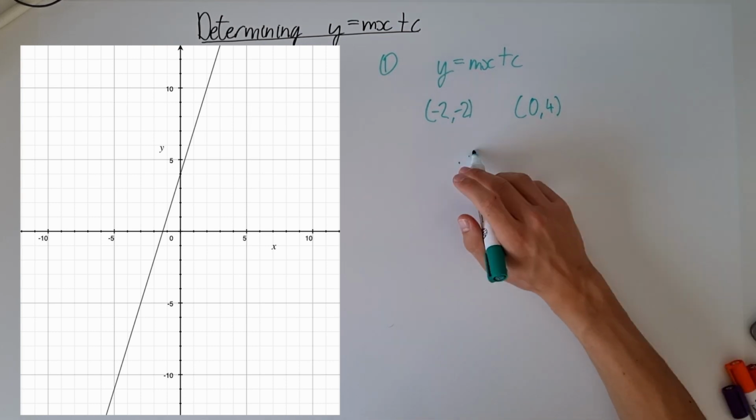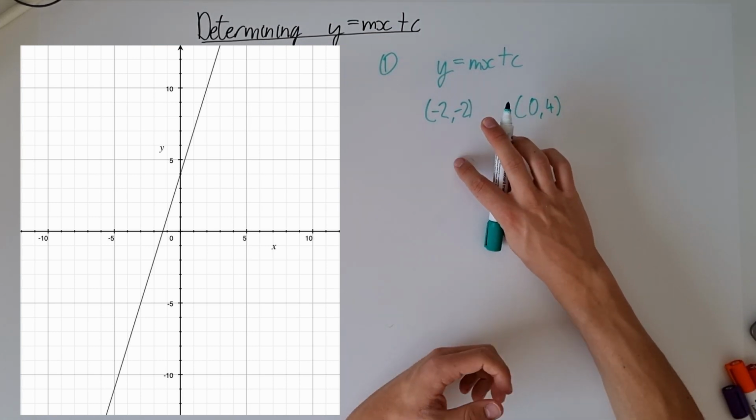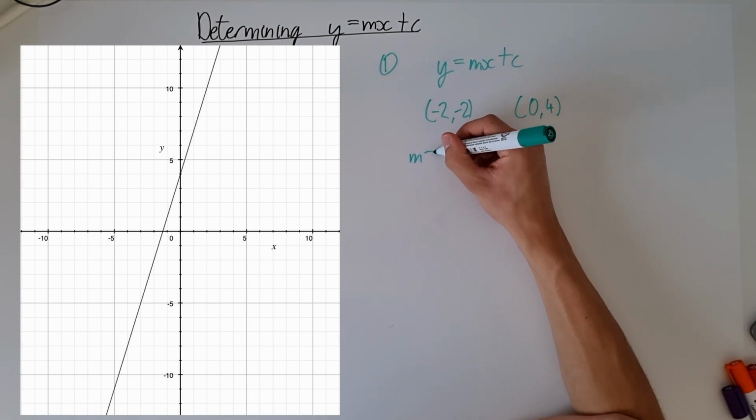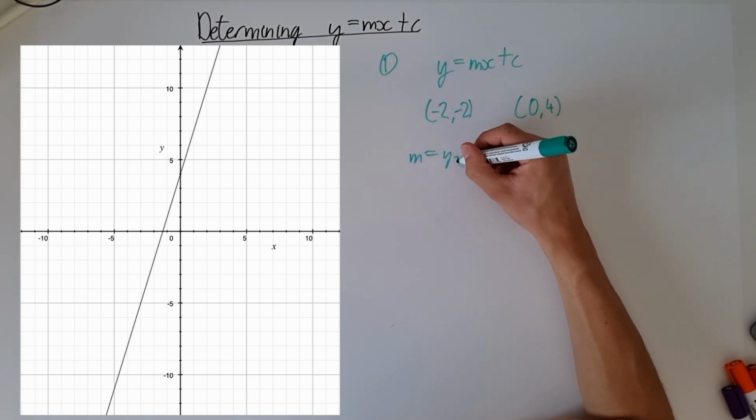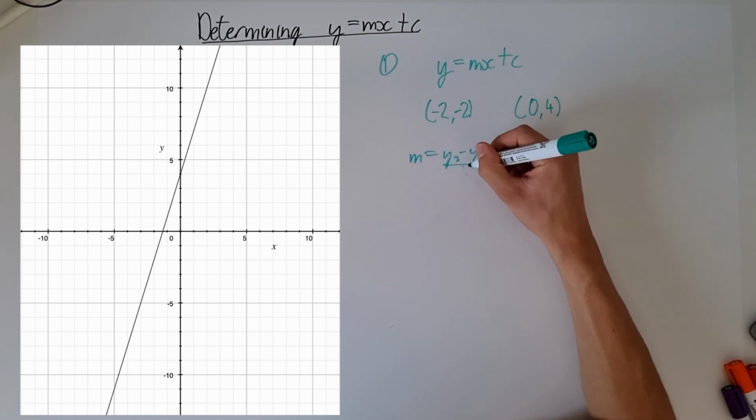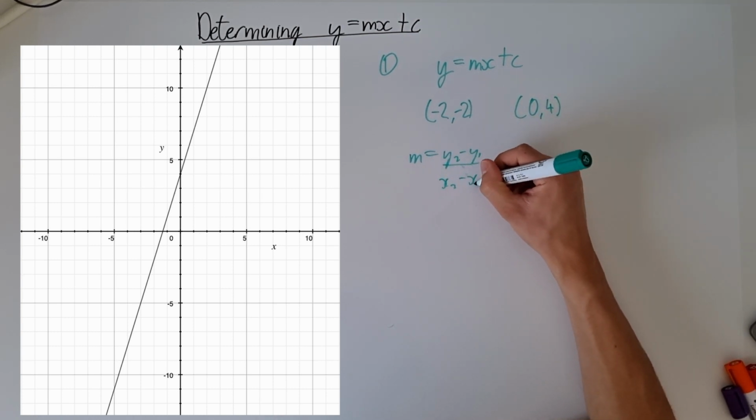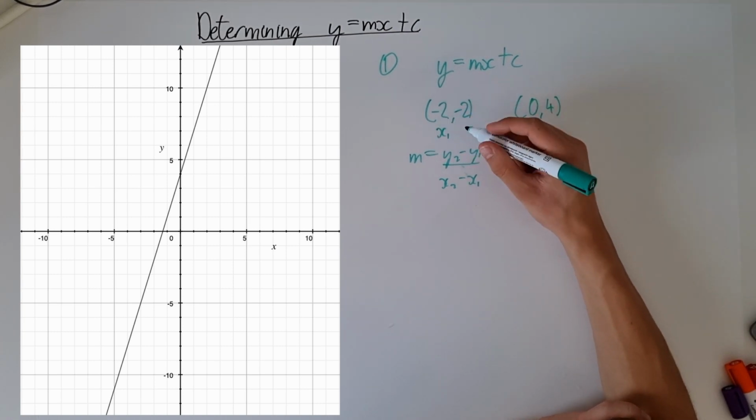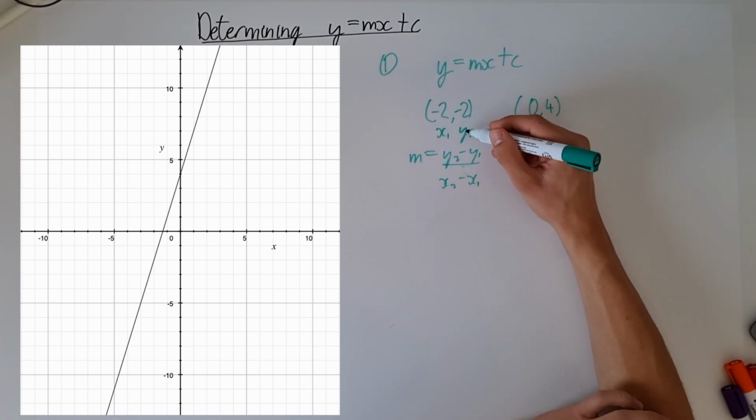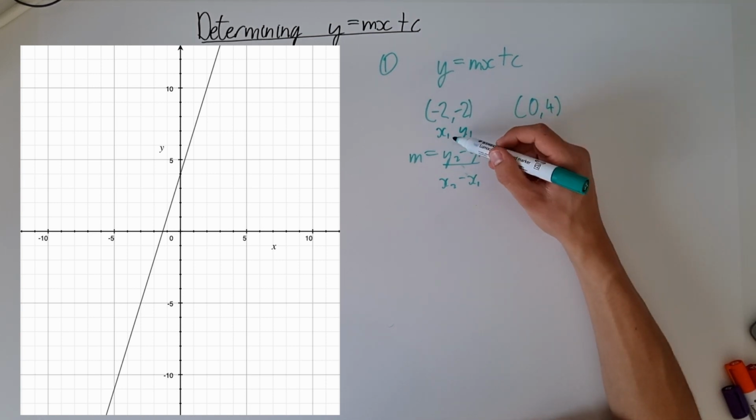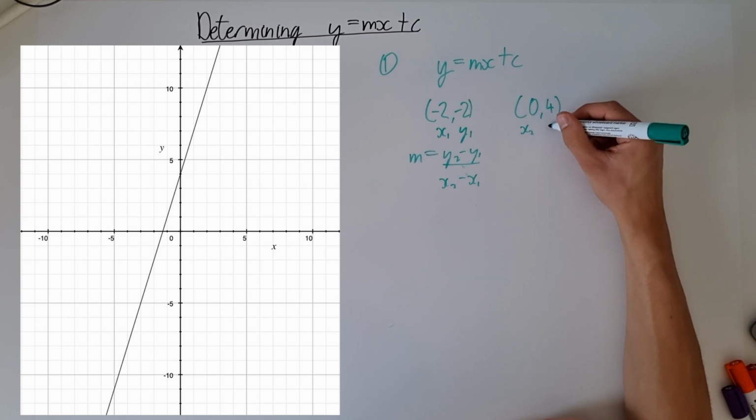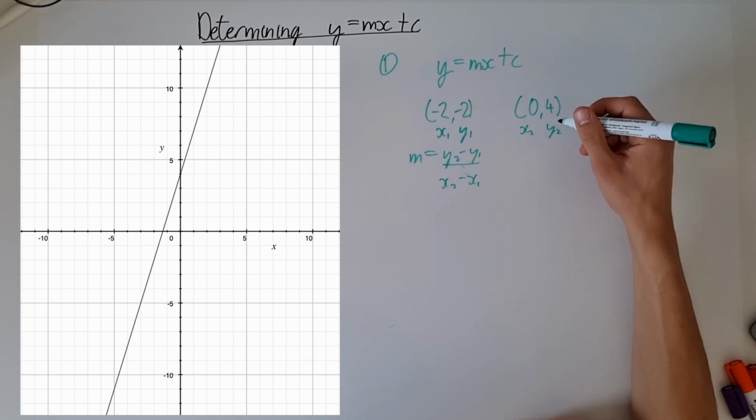So now that we have two coordinates, we can go ahead and work out our gradient. Doing that, we know our gradient m is equal to (y2 - y1) over (x2 - x1). So to put these in, I'm first going to label. This is going to be x1 for our first x coordinate. This is going to be y1 for our first y coordinate. And 1 just represents the first set of coordinates. So this is going to be x2 for the second set and y2 for the second set.